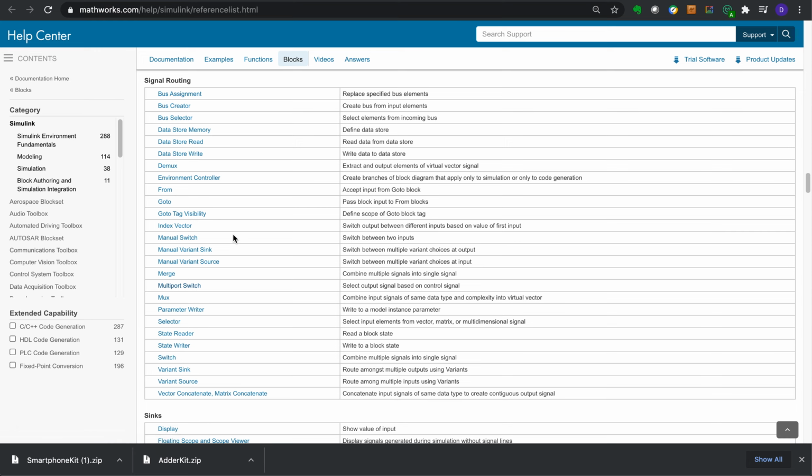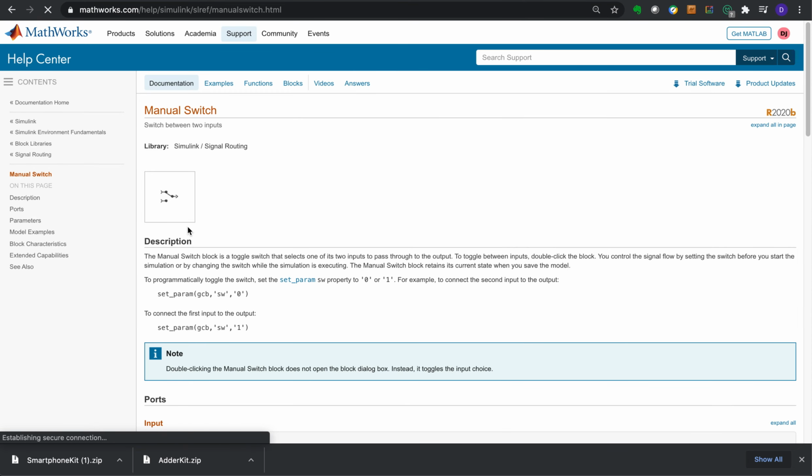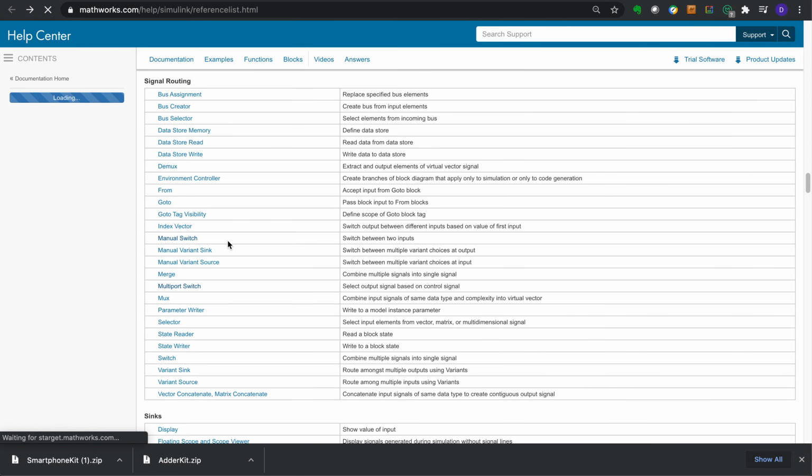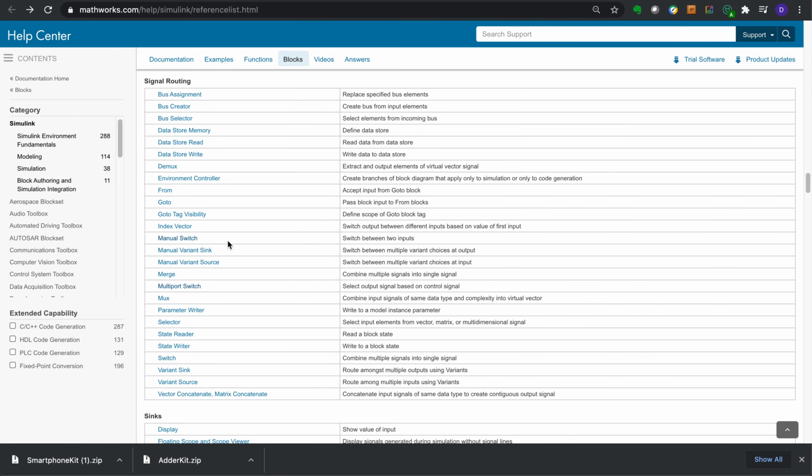Okay, so let's go ahead, go to the manual switch. This is the same one that you used on homework number 1. As you click it, it will flip from the bottom to the top and make the switch. So let's go back to where we were. The regular switch is similar to the manual switch, except it's not alterable by touching. So let's continue on to the multiport switch.